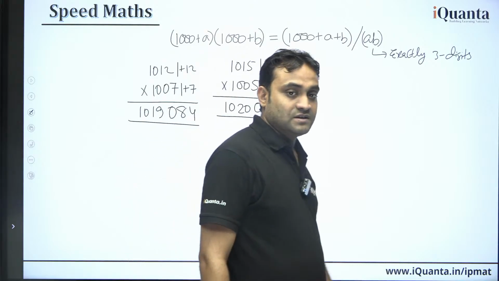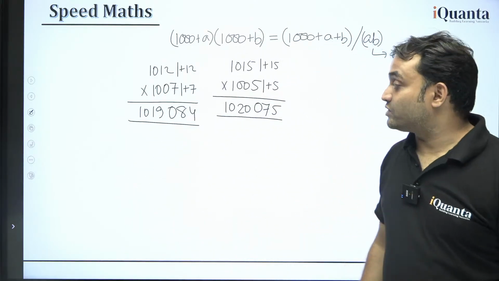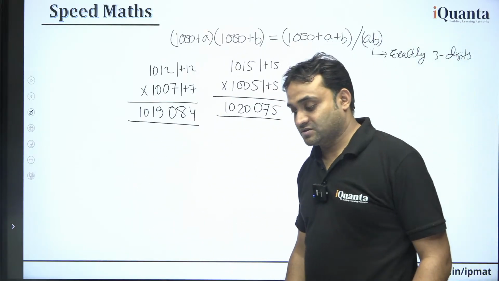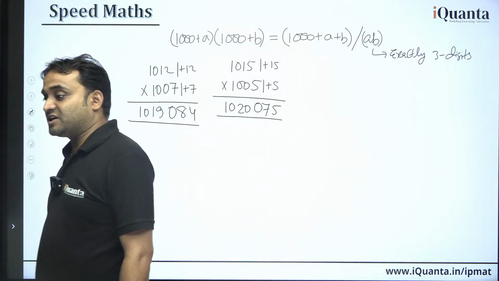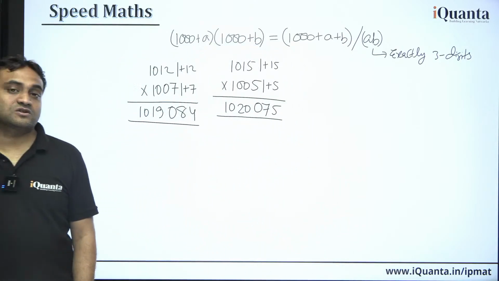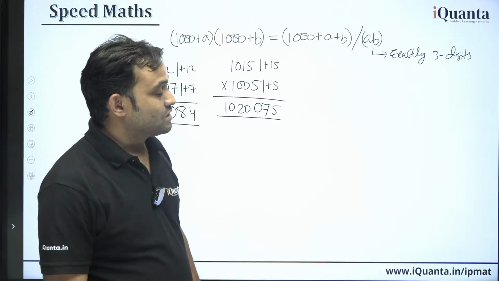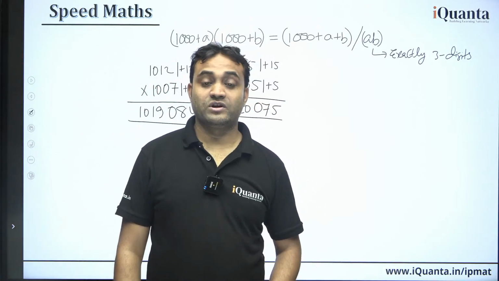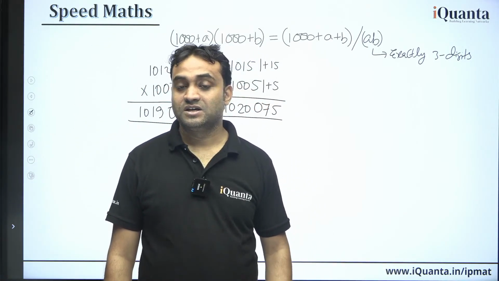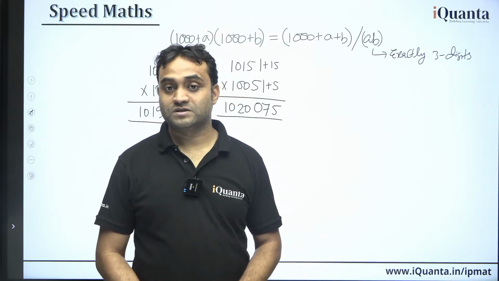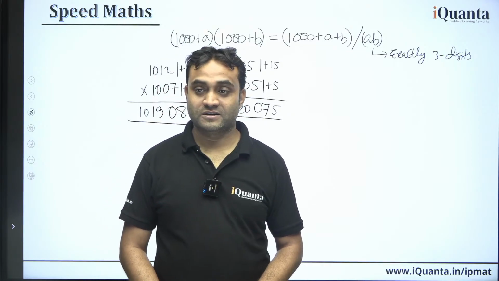Okay. So this is how we can calculate these type of numbers. Using this method, you can calculate any two numbers which are closest to 1000, which are closest to 2000 or any multiples of 1000, right? Using the same method as previous. All right.